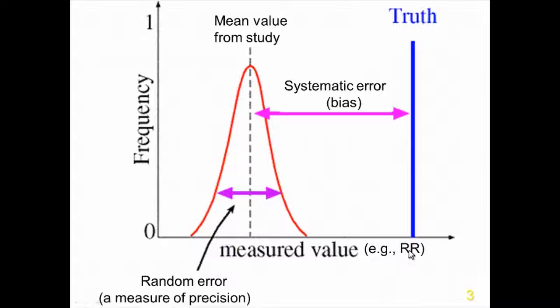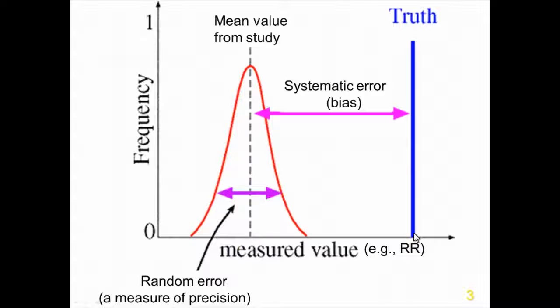So this is a diagram which attempts to sum up random error and systematic error together. So you can see we have a true value. So we're looking at a relative risk, so it could be a risk difference or an attributable fraction, but we'll stick with relative risks. And there is some truth out there. We may not know it for sure, but we design our study to try and make our estimate of the relative risk as close to the truth as we possibly can.